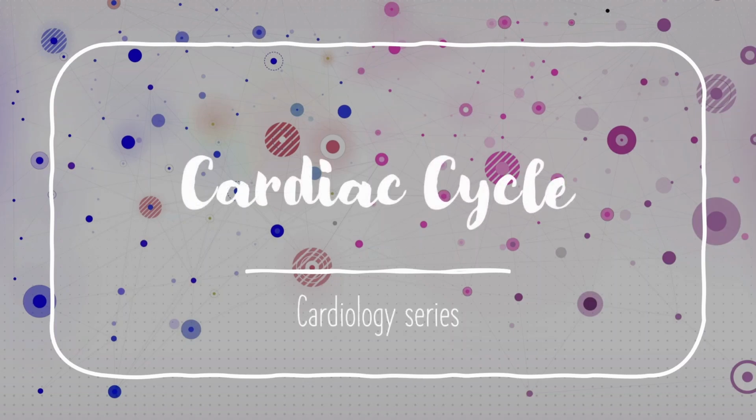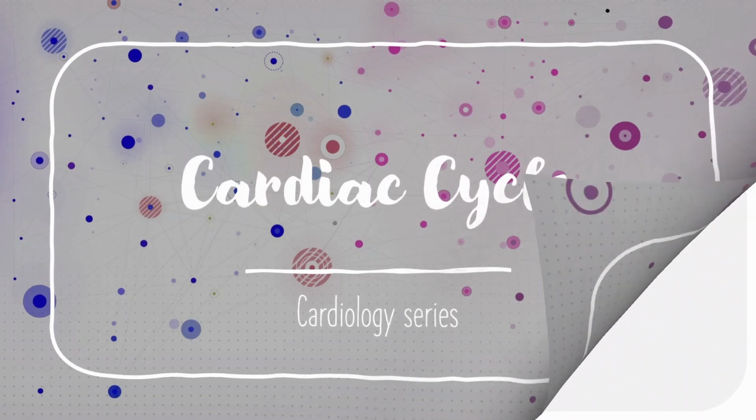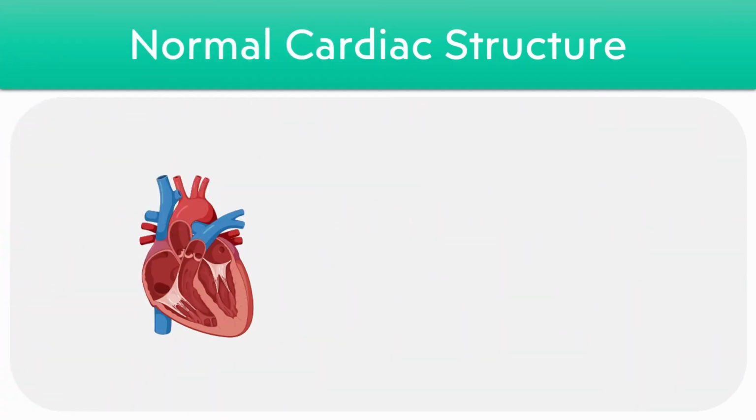Today we're going to be taking a look at the cardiac cycle as part of the Cardiology series. Just as a quick recap, it's important to understand the basic cardiac structure. If you remember, we have 4 chambers of the heart with the 2 atria at the top and 2 ventricles at the bottom. We also have the great vessels of the heart which bring blood in and out, allowing it to be pumped efficiently.